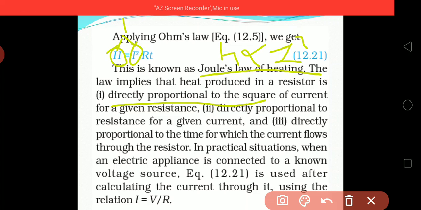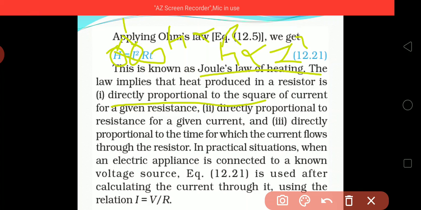In the same way, it is directly proportional to the resistance for the given current. You can see that H is directly proportional to R. And the next is directly proportional to the time for which the current flows. It is also directly proportional to the time.